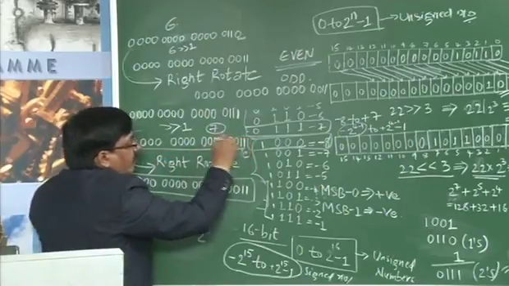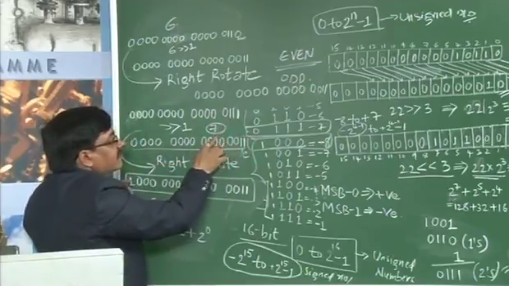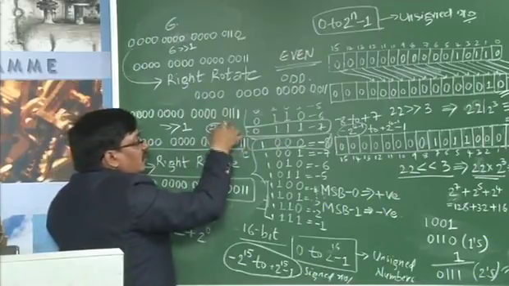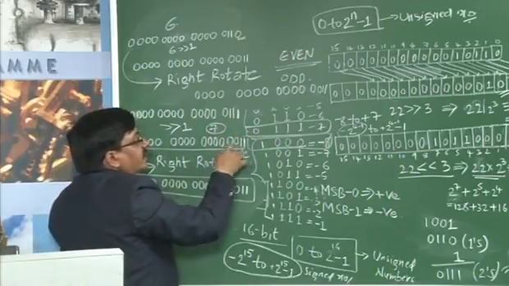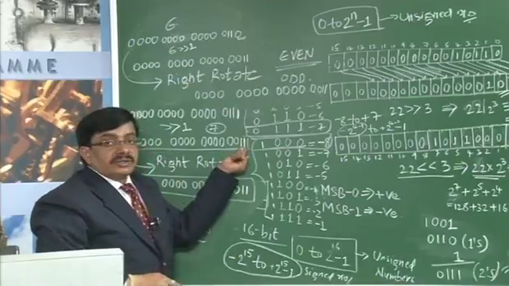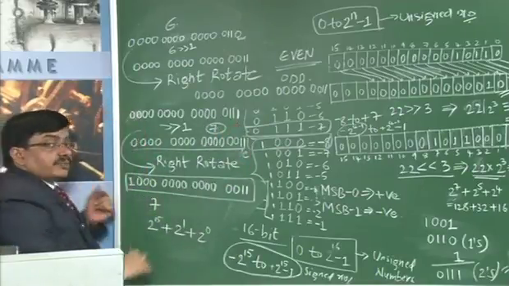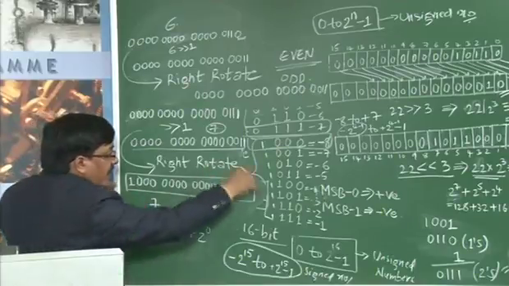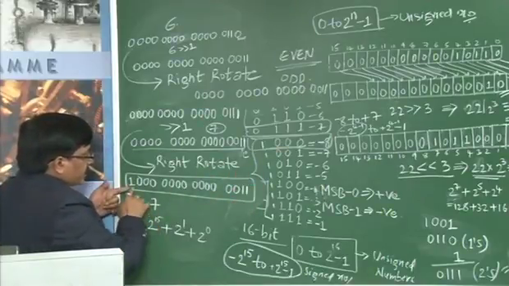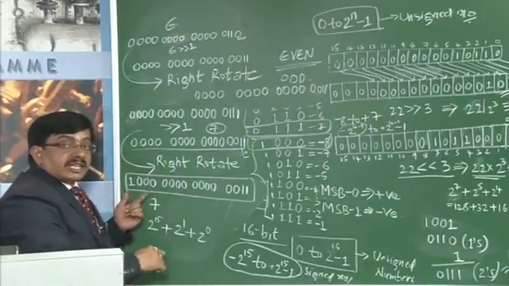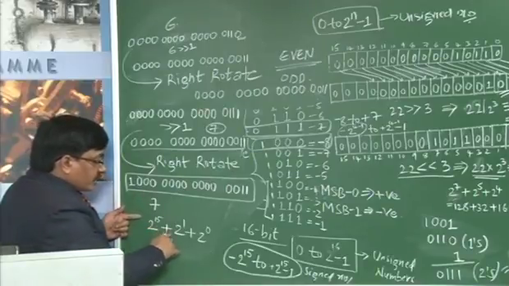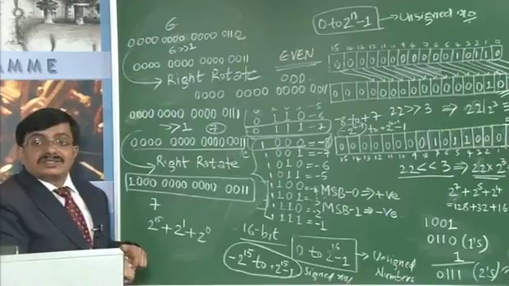So finally, after shifting right by 1 bit, it is the same as dividing the number by 2 raised to 1. When I divide 7 by 2, we get the value 3. But when I perform the right rotate, this 1 should come to the higher position, the MSB position. So after right rotate, this is the sequence I get. What is the value corresponding to this? 2 raised to 15 plus 2 raised to 1 plus 2 raised to 0. This is the value I get here.